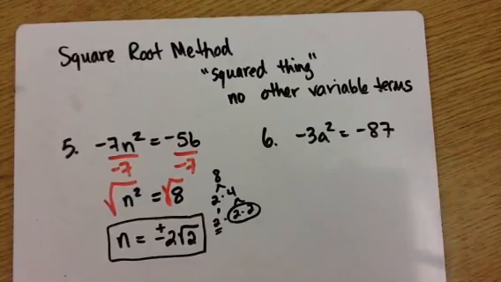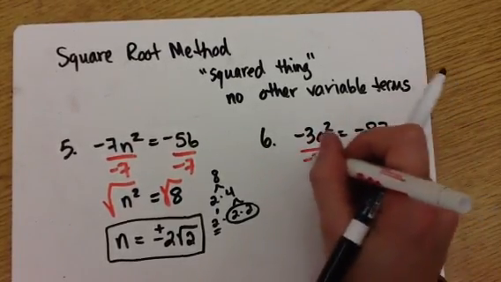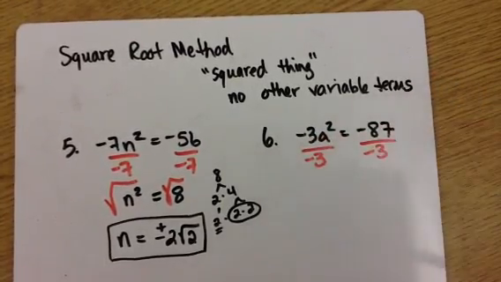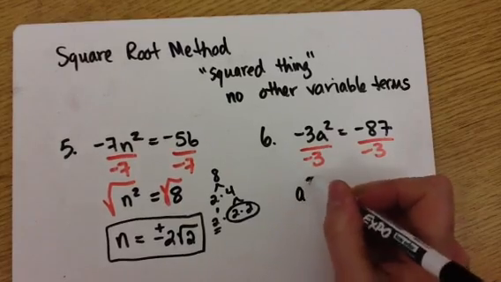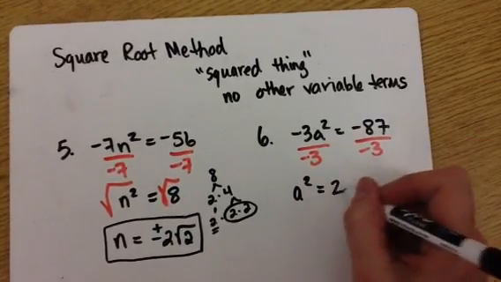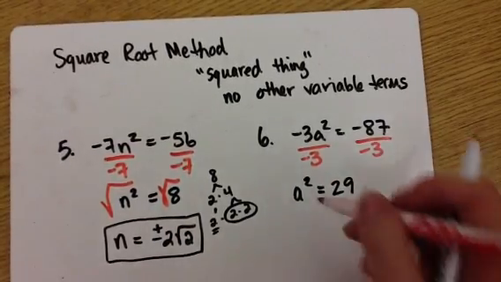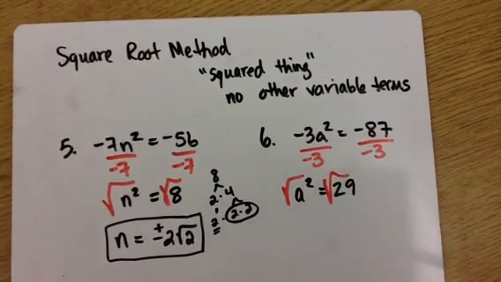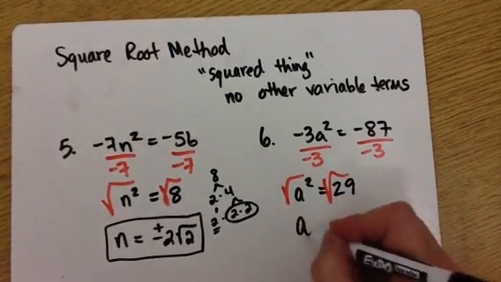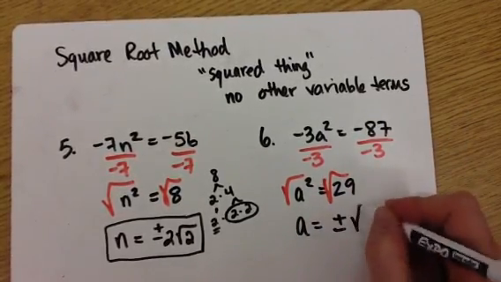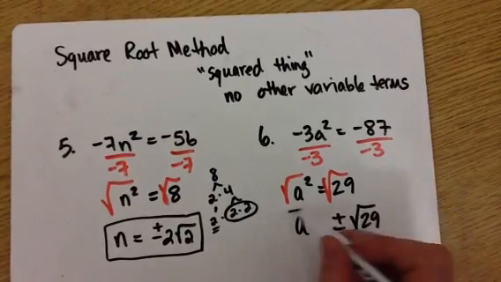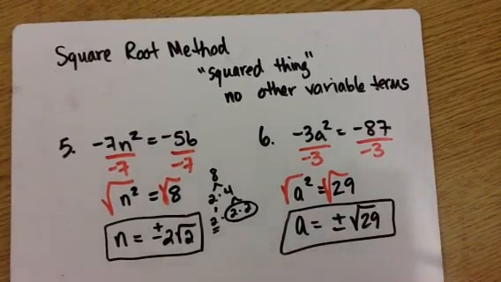Negative 3a squared equals negative 87. Almost the same problem. Let's divide both sides by negative 3. So a squared equals 29. Take the square root of both sides, and we get a equals plus or minus the square root of 29, because that won't simplify.